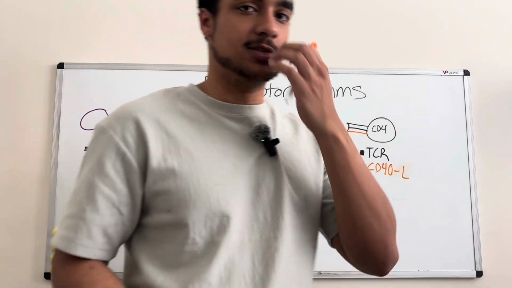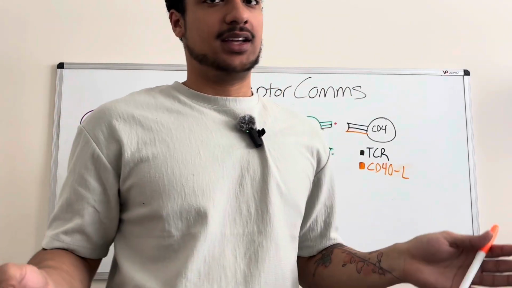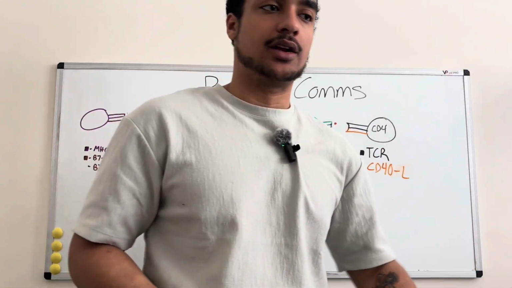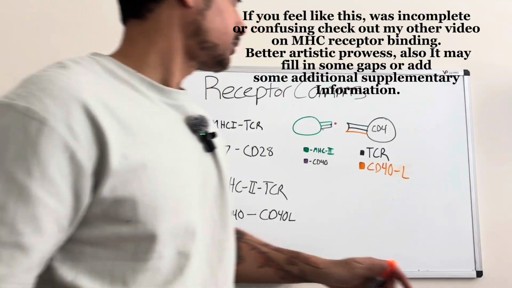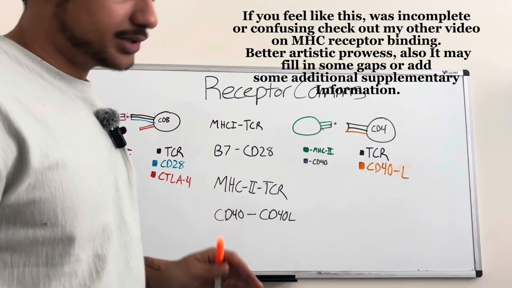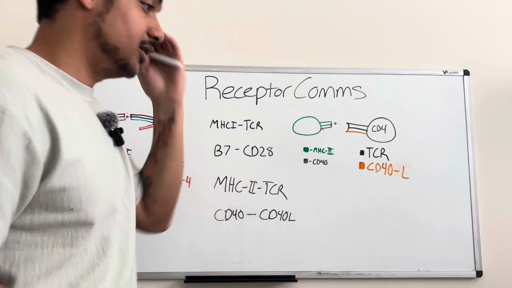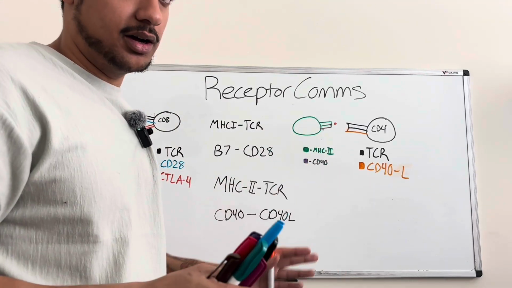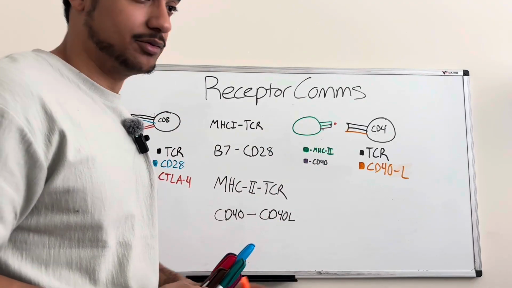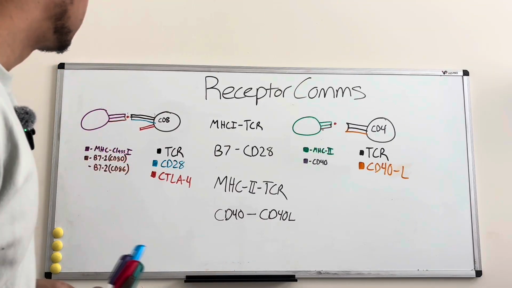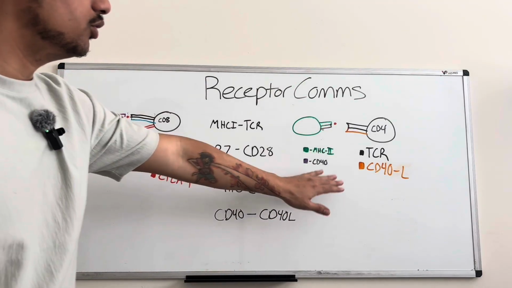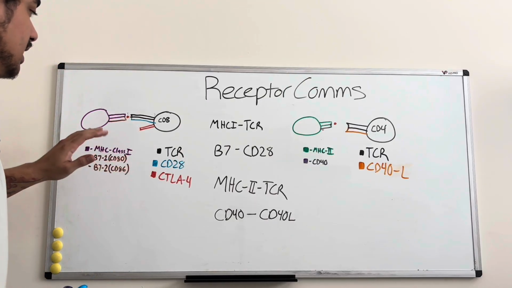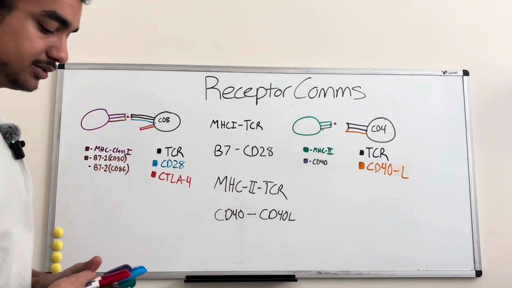We'll go over that in the macrophage video. But it can do a lot. It can lead to a lot of downstream effects in the body. All right. So let's go over receptor communications, right? I kind of tried to break it down as much as possible. It may look a little confusing. Hopefully it's not after this video, right? So I gave you guys a little key showing you which receptors are which. Let's go over the communication between MHC1 and CD8 T cells.